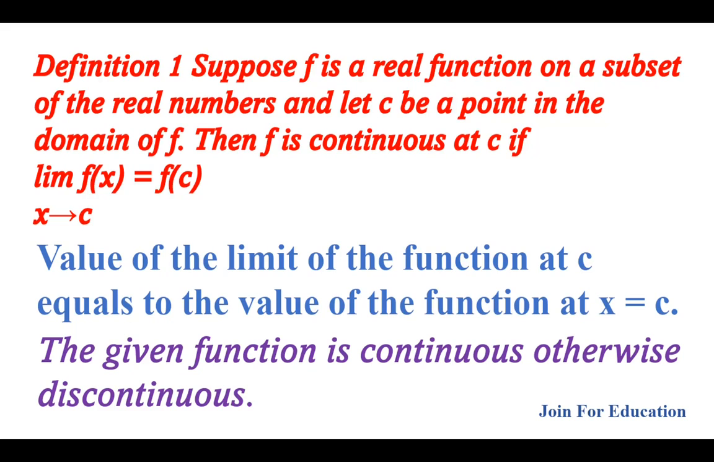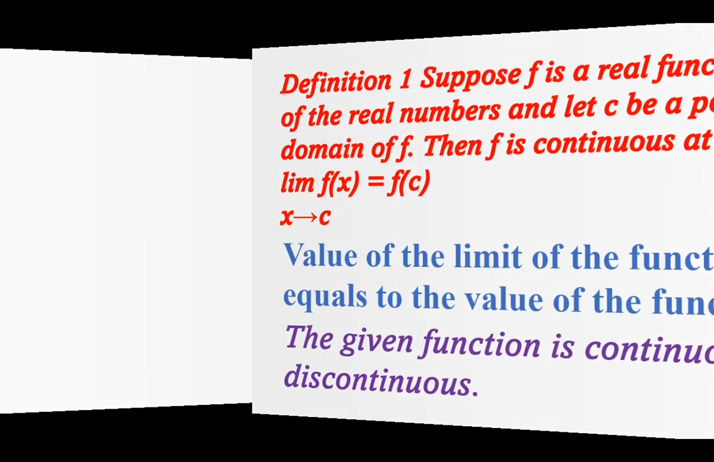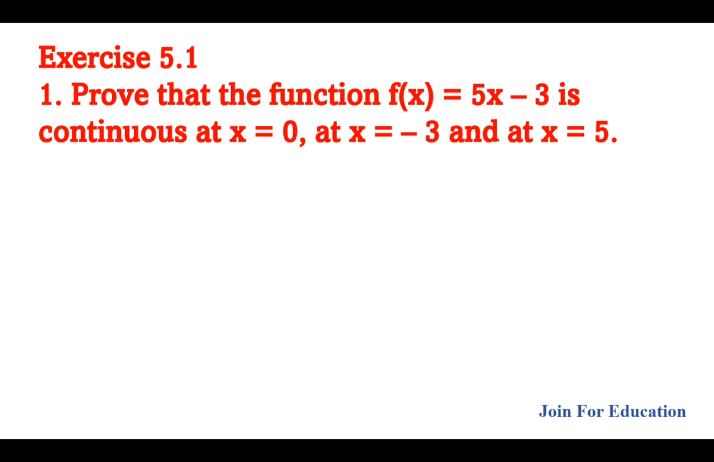To clear the concept, let us solve a question of exercise 5.1. Most questions of exercise 5.1 are related to definition 1. Let us recall exercise 5.1. Question number 1 asks us to prove that the function f(x) equal to 5x minus 3 is continuous at x equal to 0, at x equal to minus 3, and at x equal to 5.